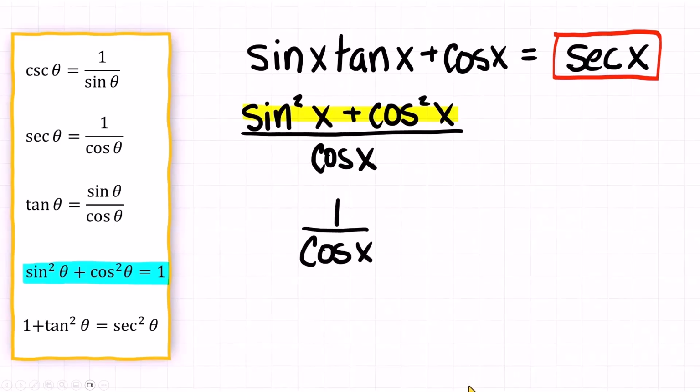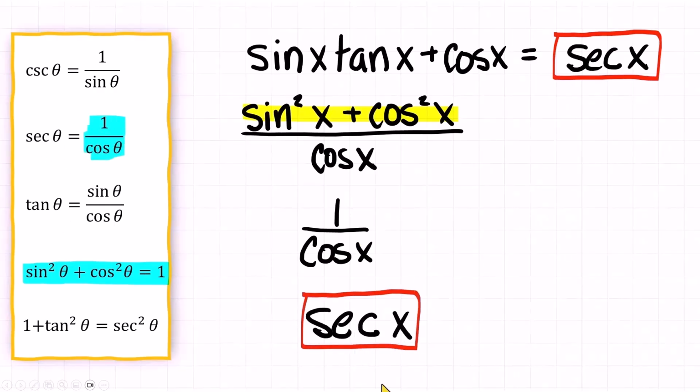So now I'm down to 1 over cos x. Oh, here's my target. I'm so close. 1 over cos x is secant. Put a box around it. You are done.